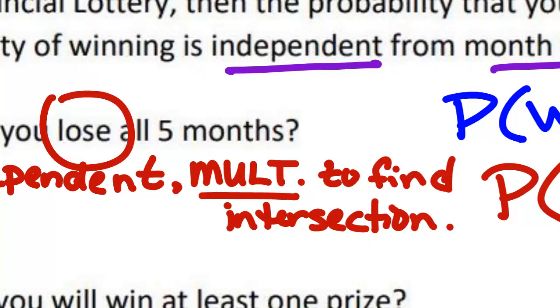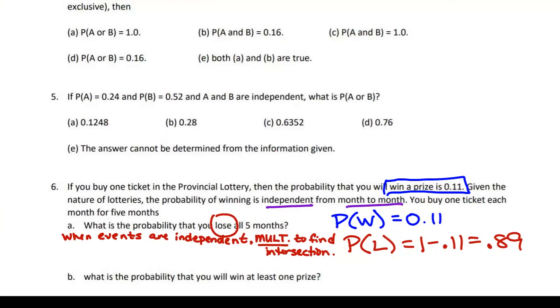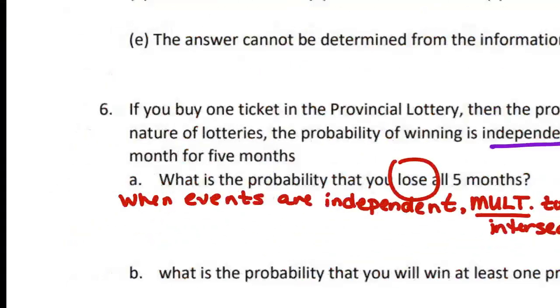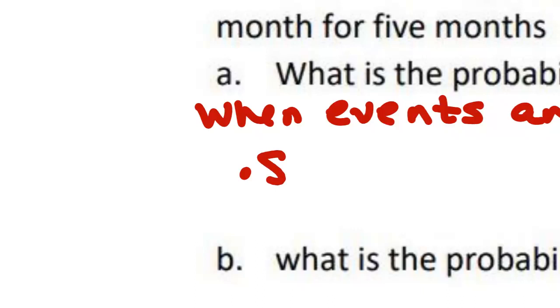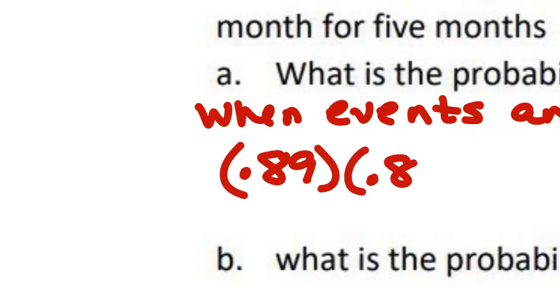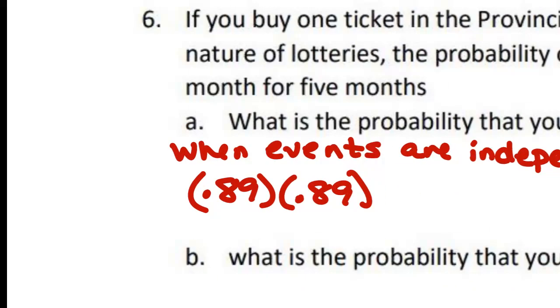Technically, when my events aren't independent, I'm still multiplying, but I have to know how it's changing to find that intersection. Here, every single month, the probability of winning is exactly the same whether you won last month or not. So I've got 0.89, that's I lose the first month. Chance I lose the second month is another 0.89.